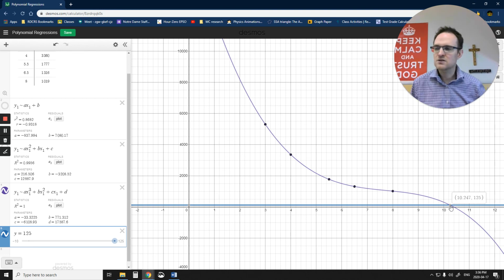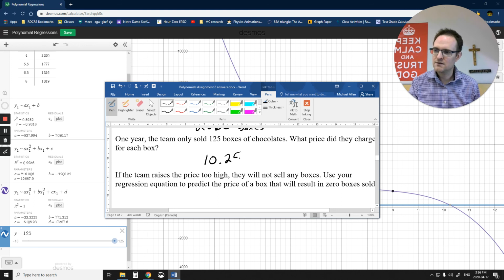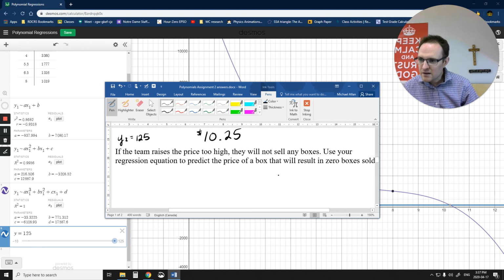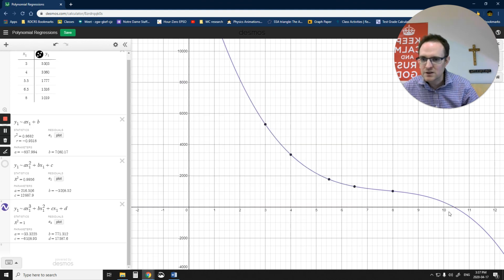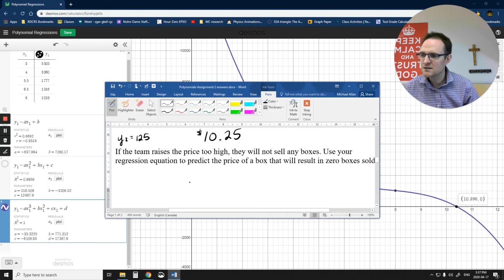$10.25 is what they had to charge here. So if you're on your TI calculator, you'd make y2 is equal to 125, y1 being the equation, just find where they intersect each other. Okay. So where would this be 0? I'm just going to get rid of this line that I drew here. It's right there. So I would sell 0 boxes if I charged them $10.40.